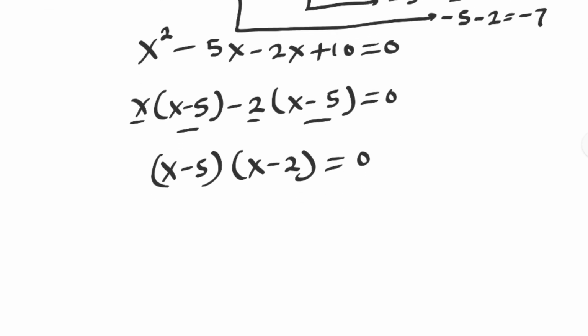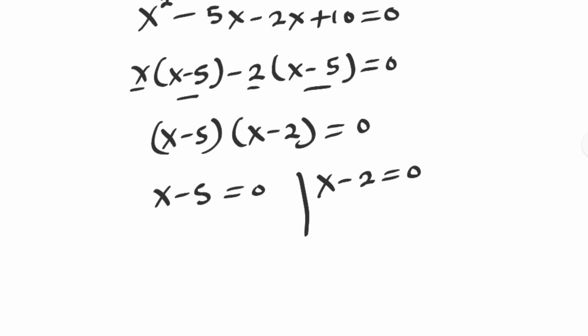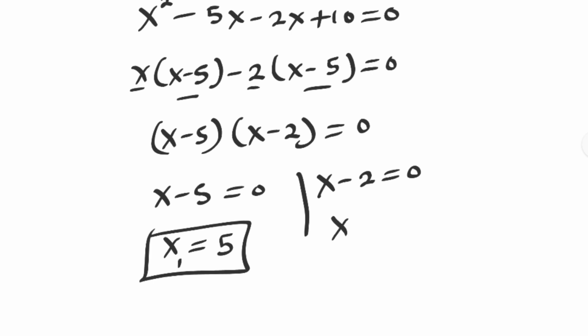There are two cases here. The first case is s minus 5 is equal to 0, and the second case is s minus 2 is equal to 0. Then from the first case, s is equal to 5. This is the first value of s. And from the second case here, s is equal to 2. This is the second value of s.